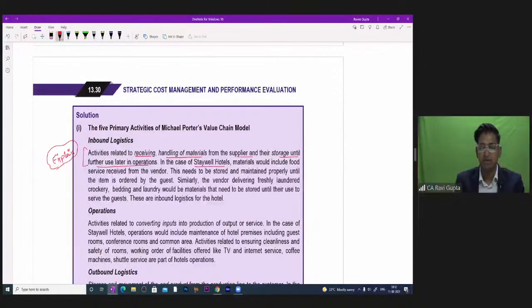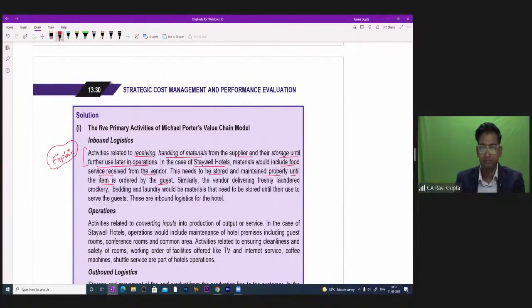In the case of a Staywell hotel, what are the materials? Materials are the food services. Who provides them? The expert outside vendor to whom we have given the contract. So the bed sheets, the food, he is bringing all the material here and preparing the food. So material would include the food services received from the vendor. This needs to be stored and maintained properly until the item is ordered by the guest. It has to be stored.